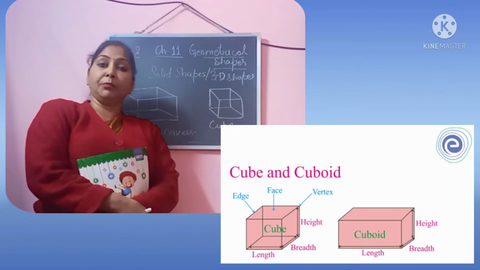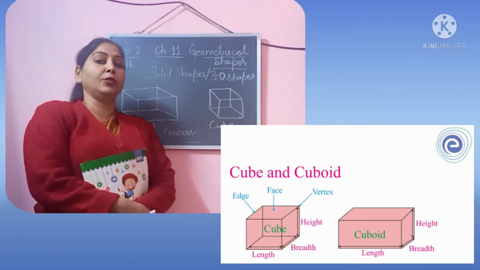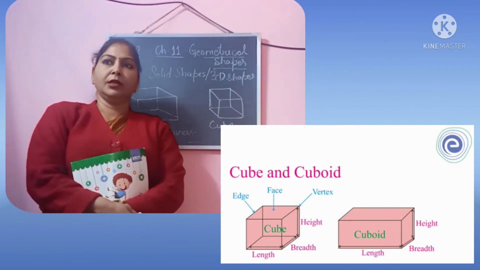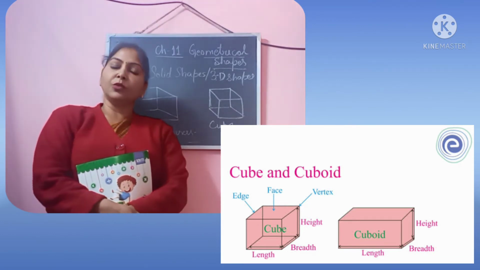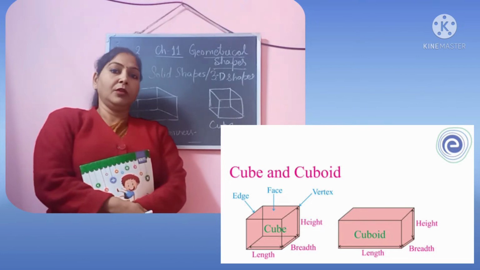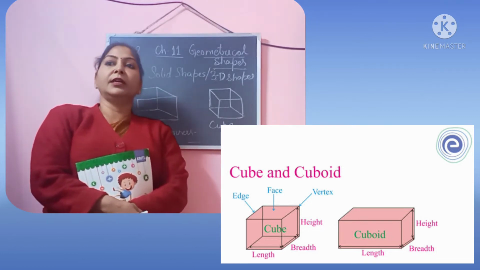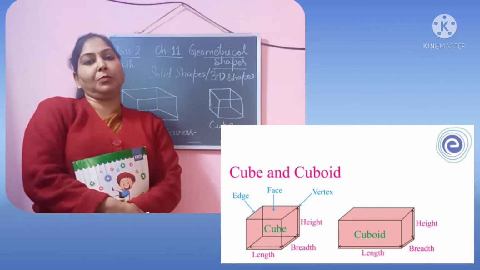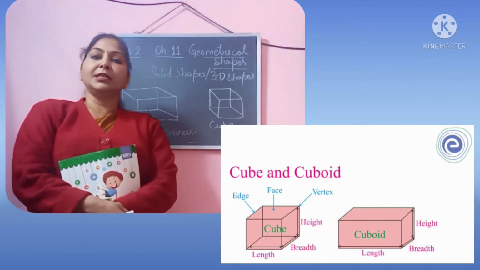First we learned about the plane shapes. Now today we are going to learn about the solid shapes. Now what is the meaning of solid? These solid shapes are also known as 3D shapes. Why is it called 3D? D stands for dimension.